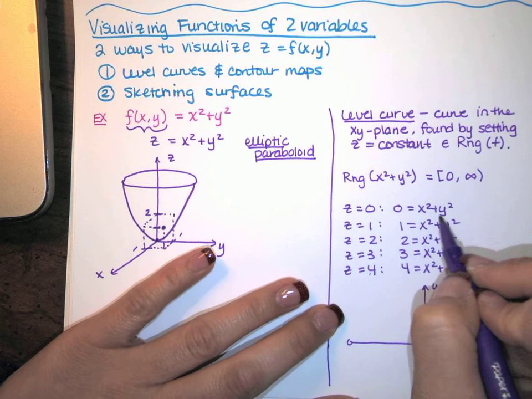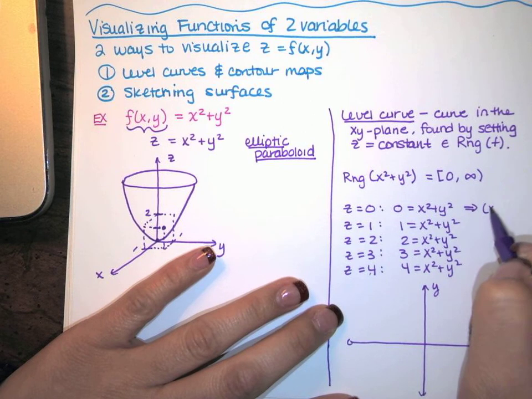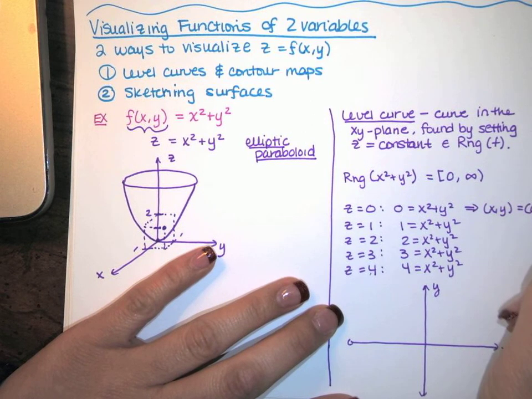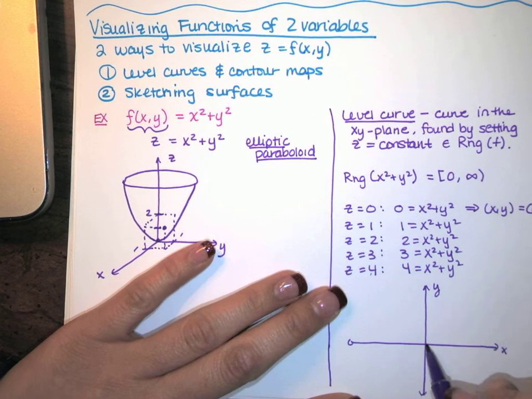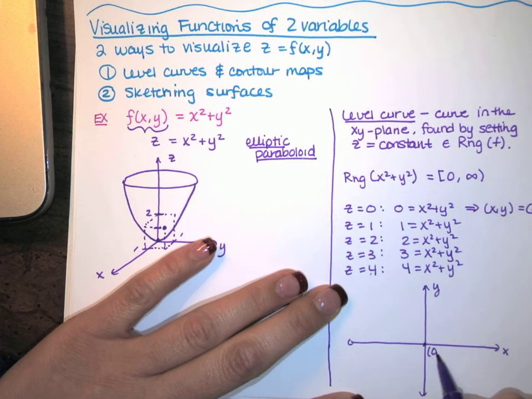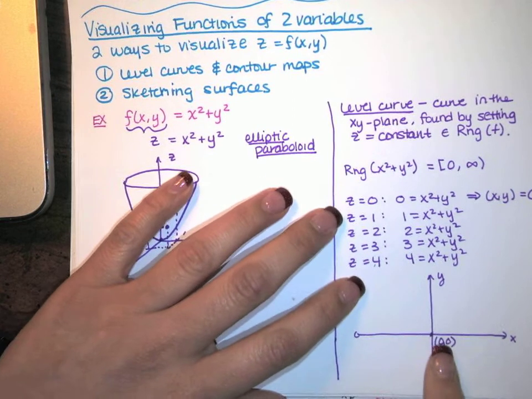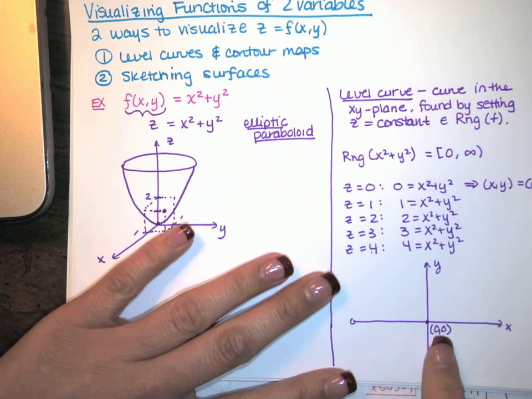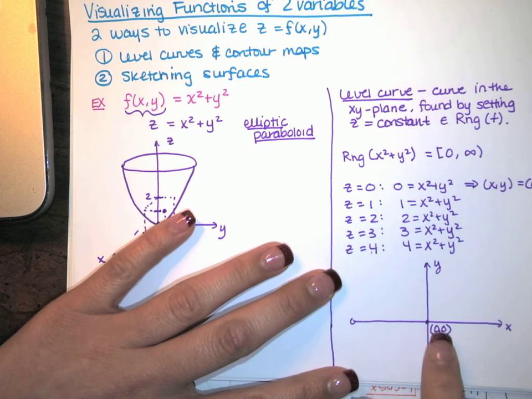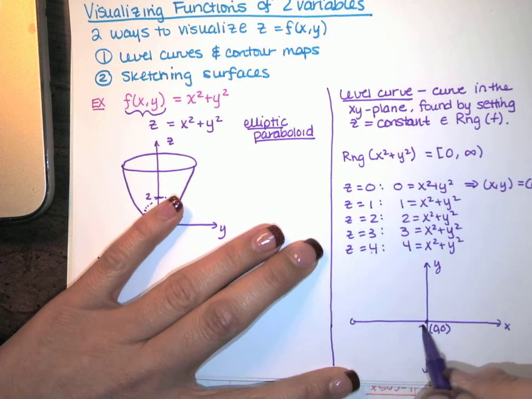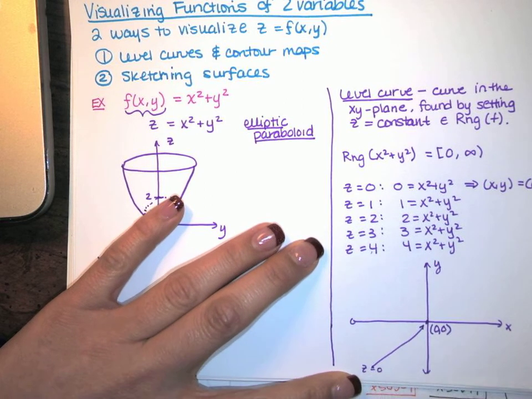Now the only way we're getting 0 out of this is if both x and y are 0. So we've got a single point, 0, 0 right here. So the level curve in this case is degenerate. It just reduces to this single point. So at this point, I'm just going to label it z is equal to 0.